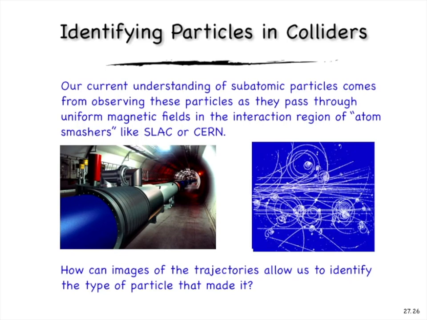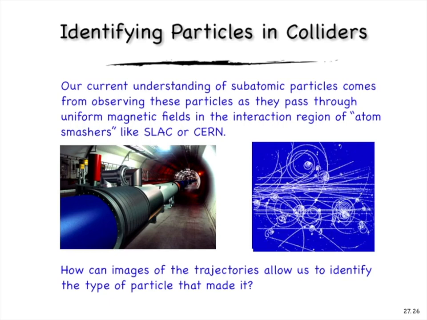So the trajectories are all moving, let's say, left to right. I don't know if it's left to right or right to left, but we'll say left to right. And this region has a magnetic field, and we see three different types of paths. Some that go straight, some that curl in one direction, some that curl in the other direction. And you can look at those and figure out what types of particles those are.